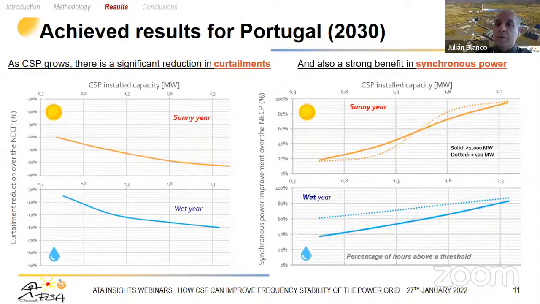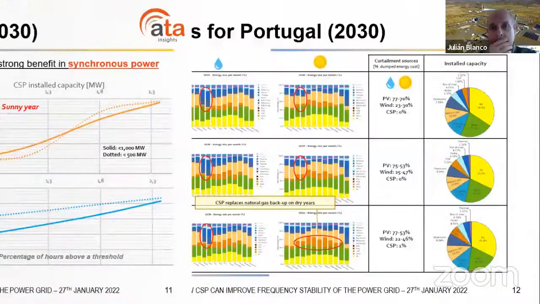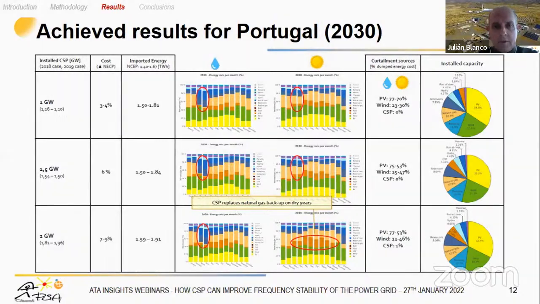So this is a significant reduction in the risk of being below this threshold defined by the government. At the end, the key message is that CSP can provide, for a significant portion of the year, the role that hydro can have now, replacing the necessity of gas-fired combined cycle plants for a significant portion of the year.